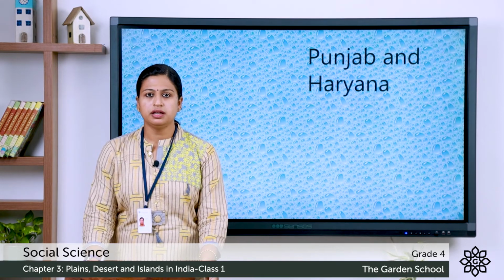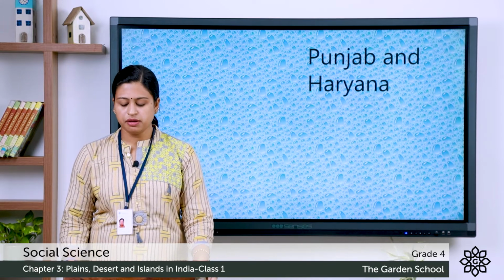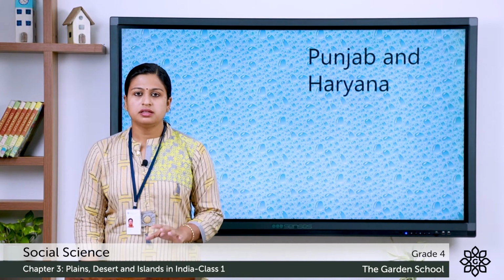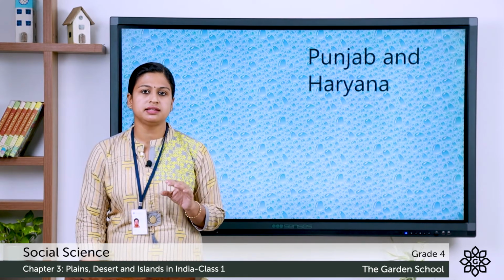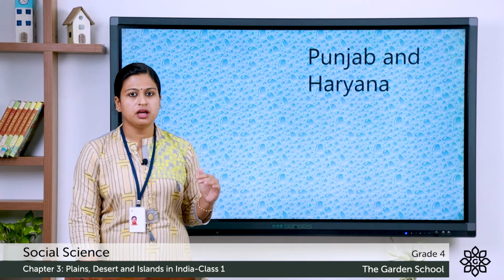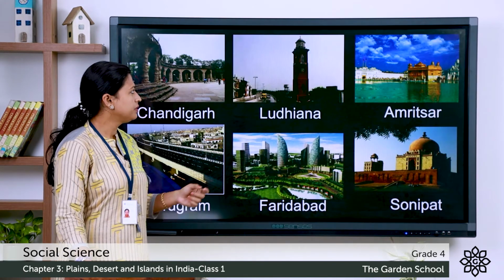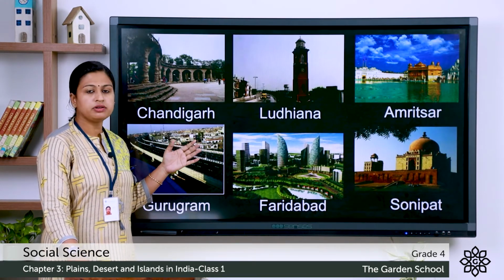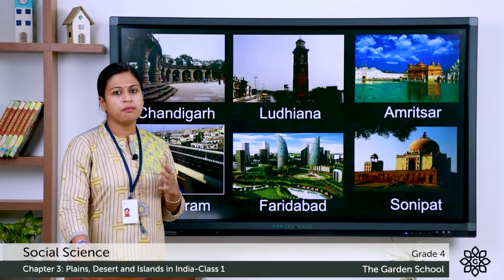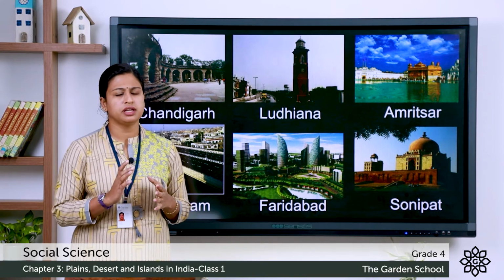Now we will move to the life of people living in northern plain. In page number 23, you can see a small table. This table shows the main states that are located in the northern plain. First, we will discuss about Punjab and Haryana. These are the important cities in Punjab and Haryana. And do you know, Punjab and Haryana have a common capital, that is Chandigarh.